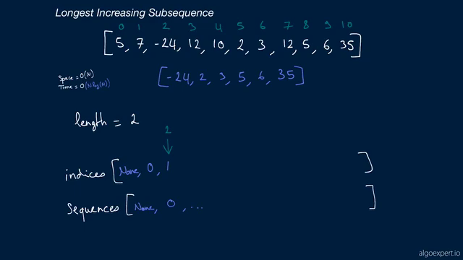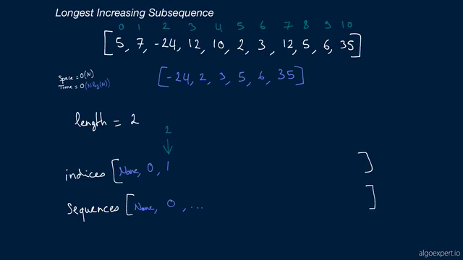Okay, so now we get to the number -24. We still haven't really seen how binary search fits into all of this, but it's going to start to make sense. And rest assured, this is going to make a lot more sense when we actually go through the code implementation. But so we've got the number -24. So we want to find the greatest number that is smaller than -24 that ends an increasing subsequence so that we can see where we can put -24.